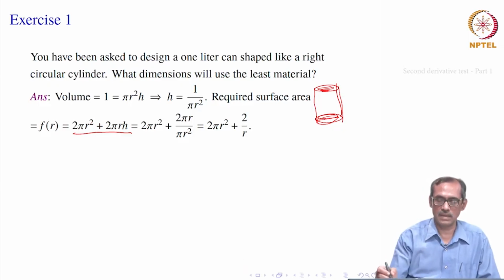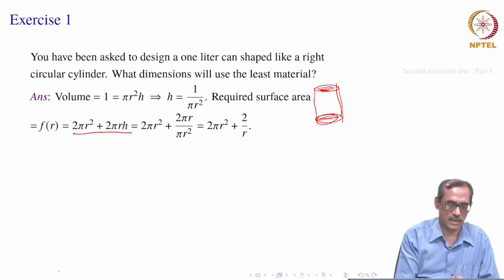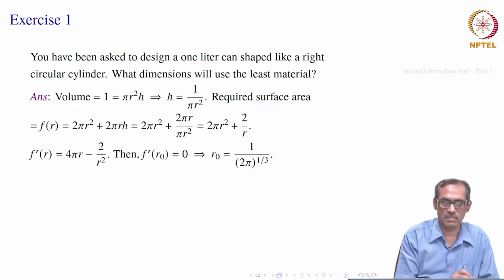Of course, r is never 0, because then the volume of the cylinder will not give us 1 liter, unless h becomes infinite. Okay. So, 2 pi r square plus 2 by r, that is our function. We want to minimize this function. So, to minimize this, what do we do? We differentiate, because this is differentiable everywhere. Of course, r is never 0. The function is defined for r not equal to 0 and everywhere else it is differentiable.